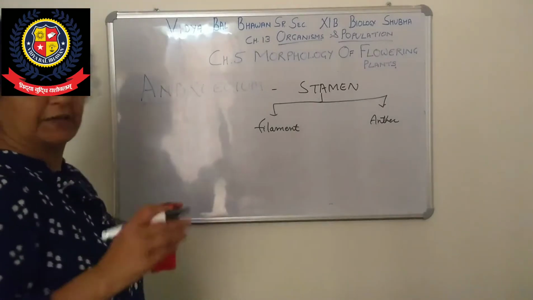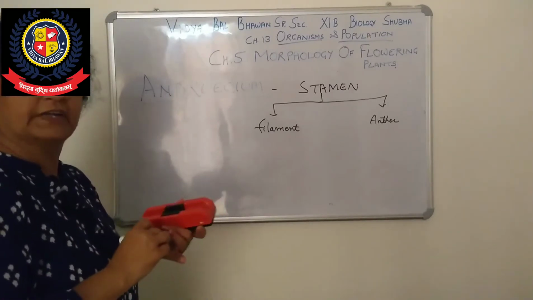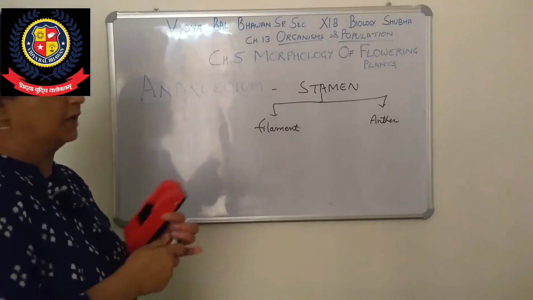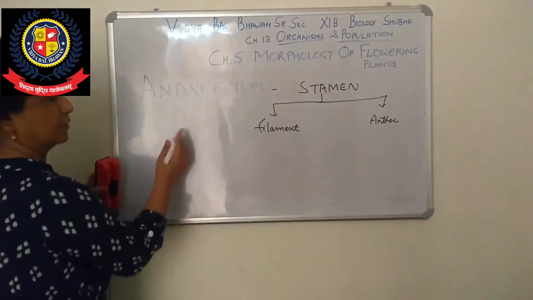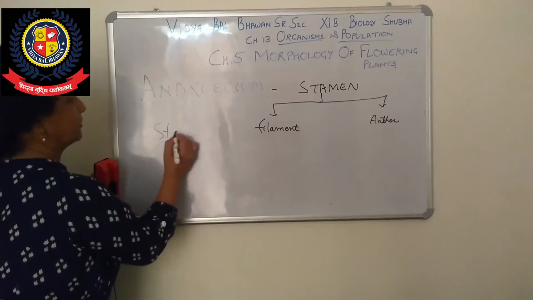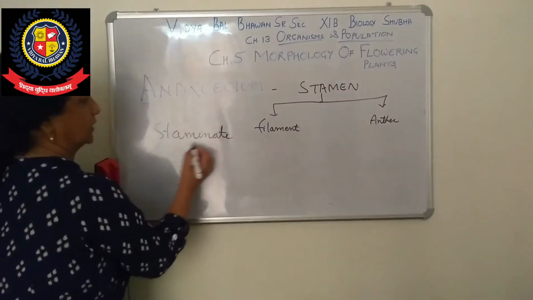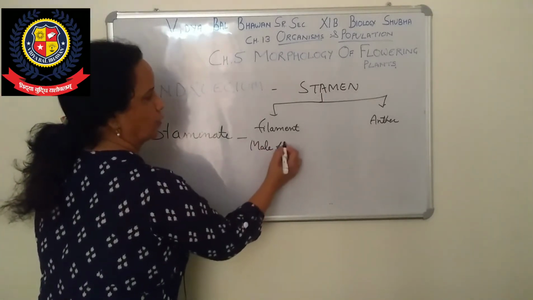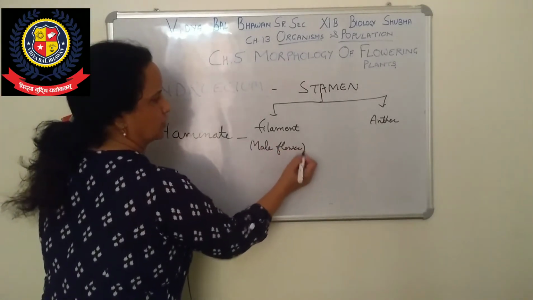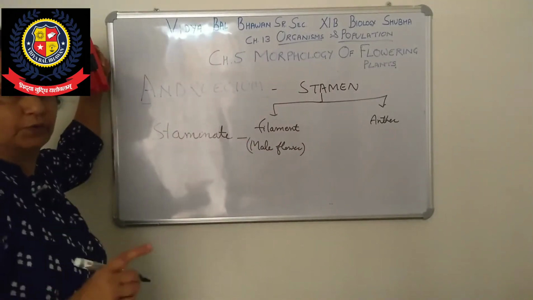Now sometimes in a unisexual flower, only one type is there, whether male or female. If it is a male flower, if only the stamen, the androecium, is there, it is called a staminate flower. Staminate flower means male flower only. Unisexual and male flower means only androecium is present.